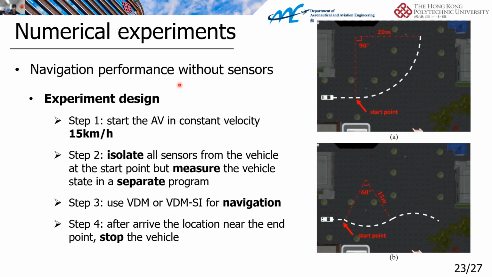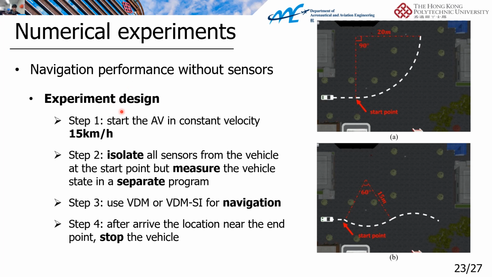Secondly, we investigate the navigation ability of pure VDM and VDM-SI without sensors. The phrase "without sensors" means that no sensors will be used to navigate the vehicle. Excluding sensors makes it more clear to understand the navigation ability of VDM and VDM-SI. This is also an important assumption, since there will be times when sensors are out of work, and we have to use VDM for navigation for a short time.